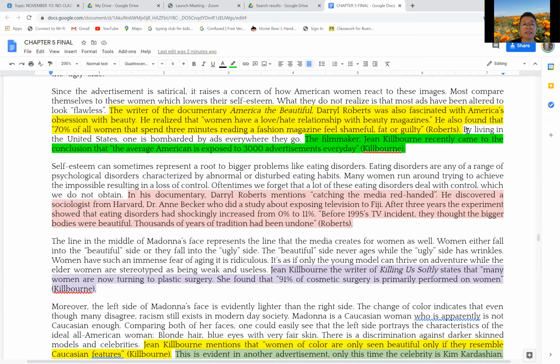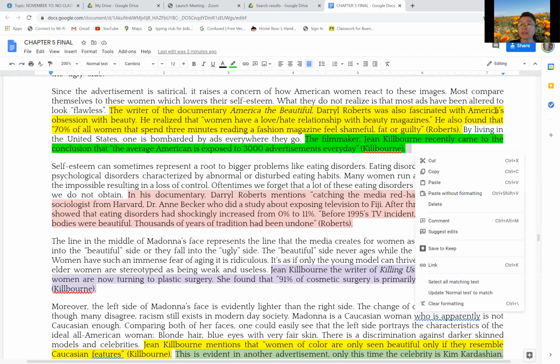All right. By living in the United States, one is bombarded by ads everywhere they go. She's justifying her quote. She's reinforcing the idea she's trying to get across to us. So let's look at it as a whole. The writer of the documentary America the Beautiful, Daryl Roberts, was also fascinated with America's obsession with beauty. He realized that, "women have a love-hate relationship with beauty magazines." He also found that, "70% of all women that spend 3 minutes reading a fashion magazine feel shameful, fat, or guilty" (Roberts).